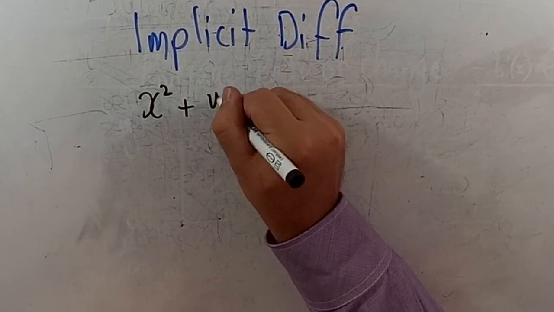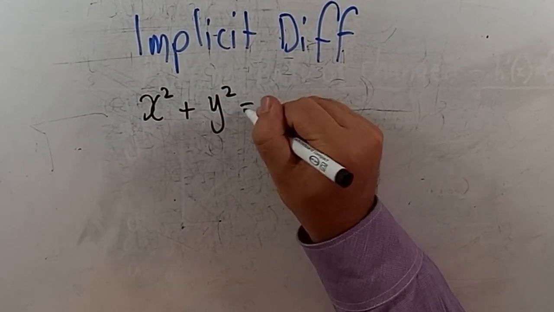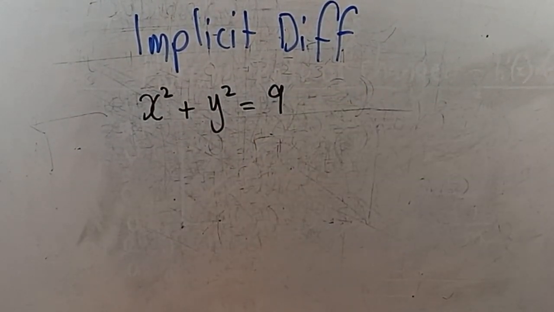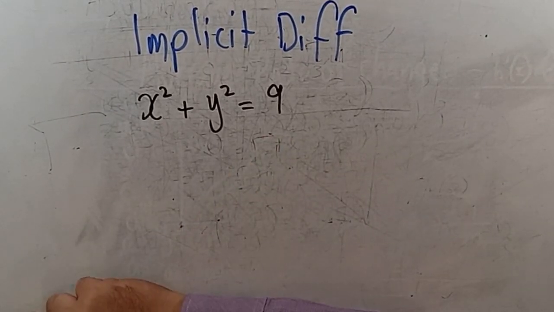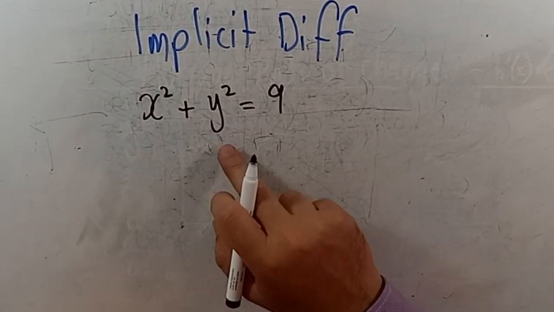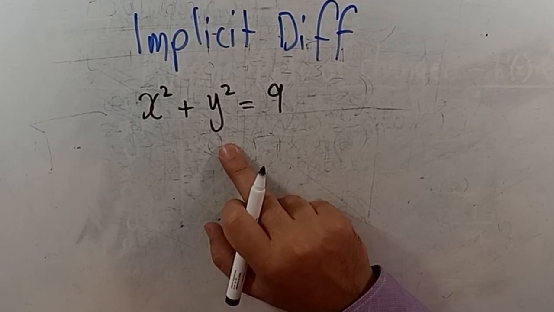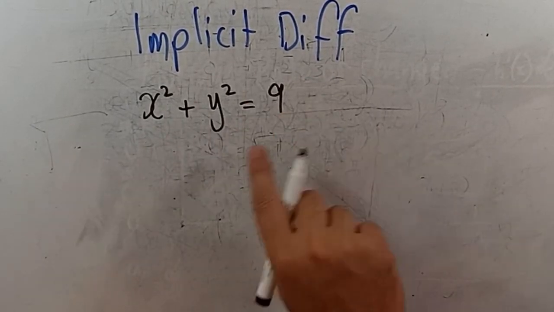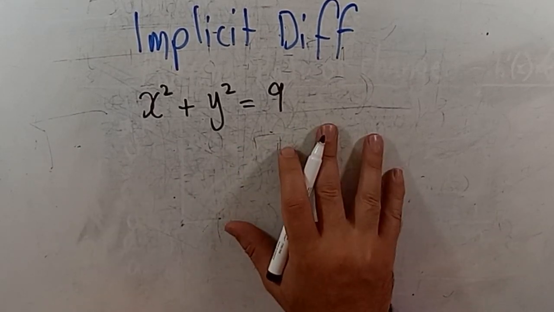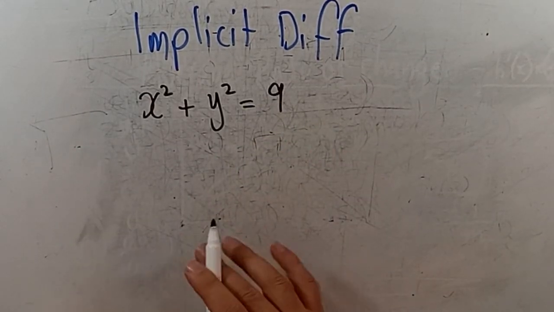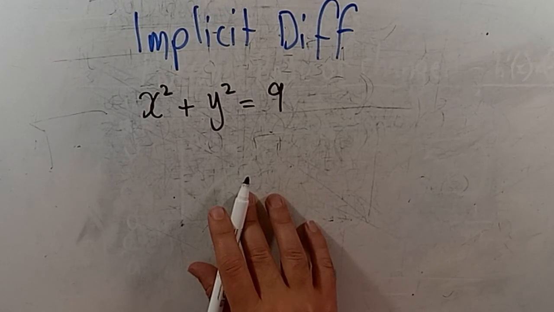x squared plus y squared equals 9. We want to find the derivative, dy/dx. Well, what is this? This is a circle of radius 3. Now, we could rearrange this for y and take a derivative the old-fashioned way, and that's great, but what we're actually going to do is something a little different.